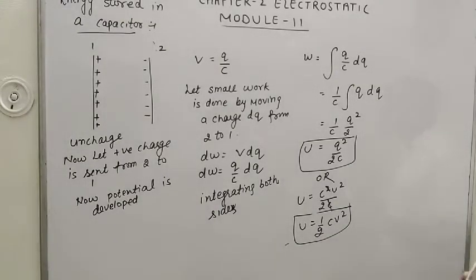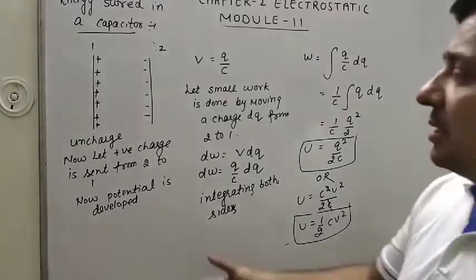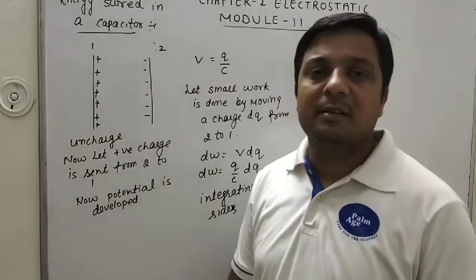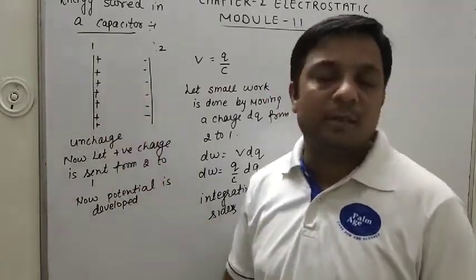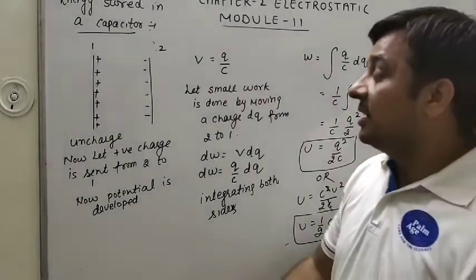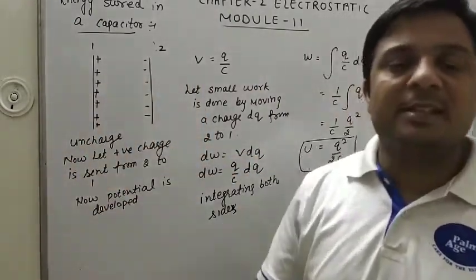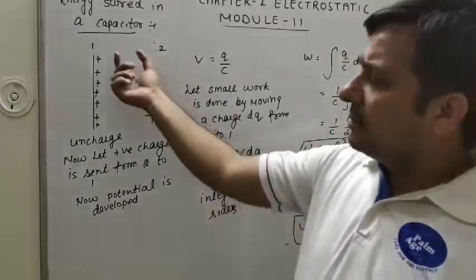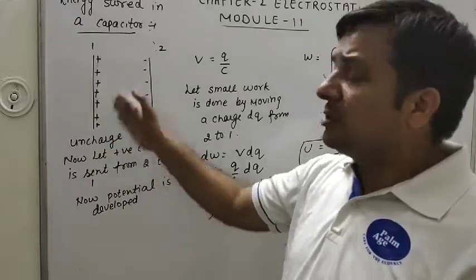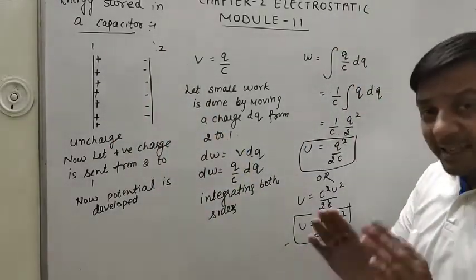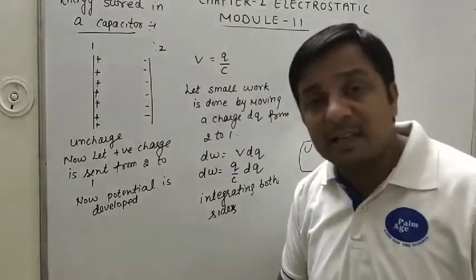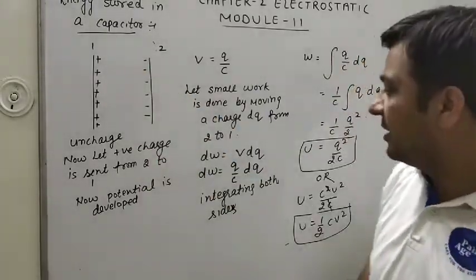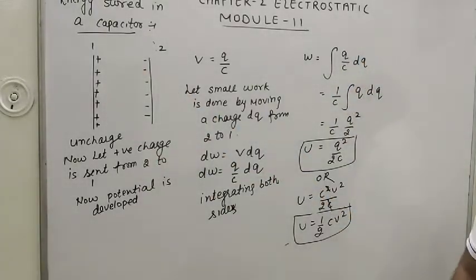Now again I remind you, initially we consider a parallel plate capacitor uncharged. Both plates are uncharged. Let some positive charge be sent from second to first. At that time, potential will be developed because there is a positive charge and a negative charge. At that instant, let small work be done. When we move small charge dq from second to first, small work is done, and that work done is given by dw is equal to V into dq.